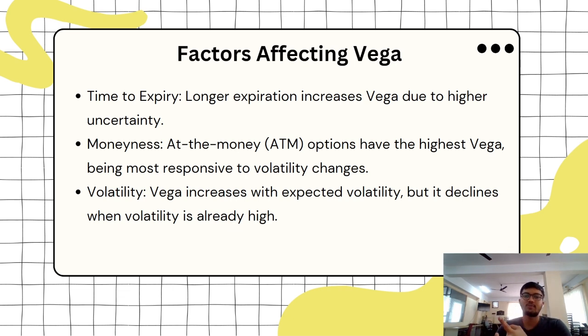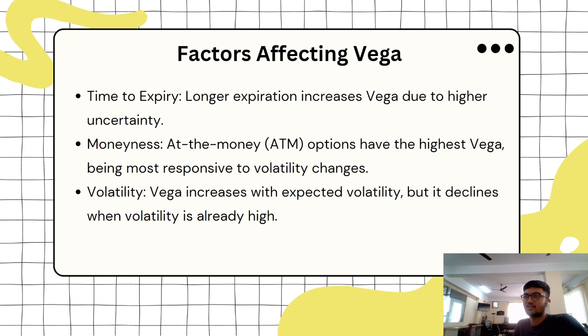Longer expiration increases Vega due to higher uncertainty. Let's say I'm trying to buy a call option for this month for Nifty. Vega will increase due to higher uncertainty. I don't know what will happen with the market one month from now.